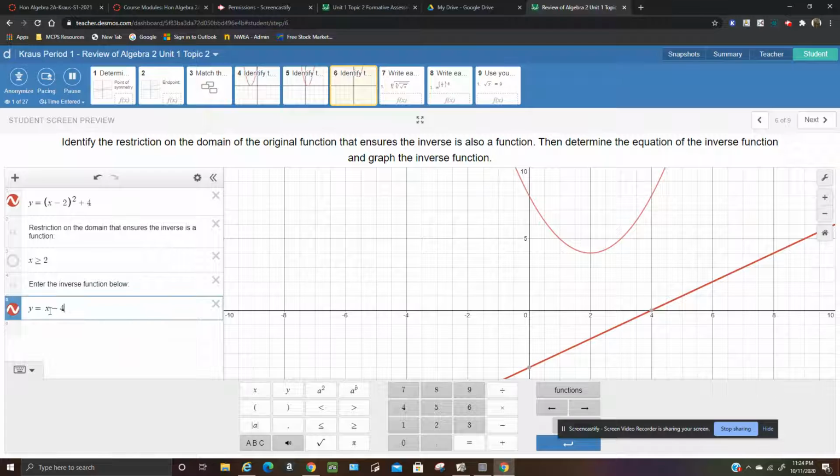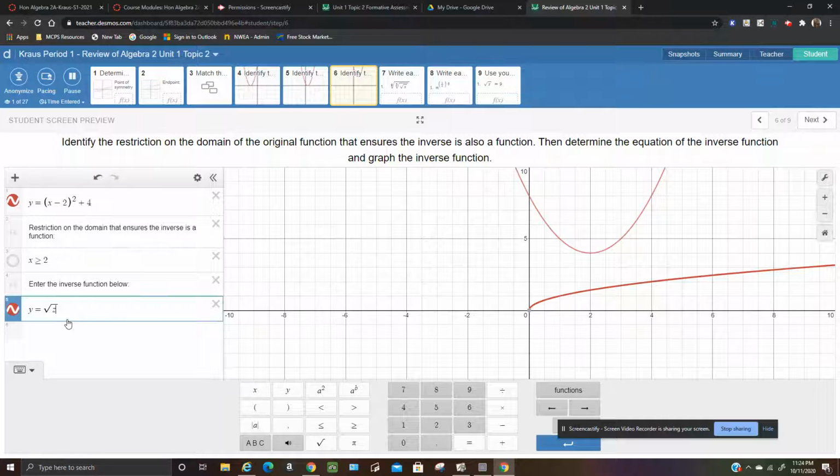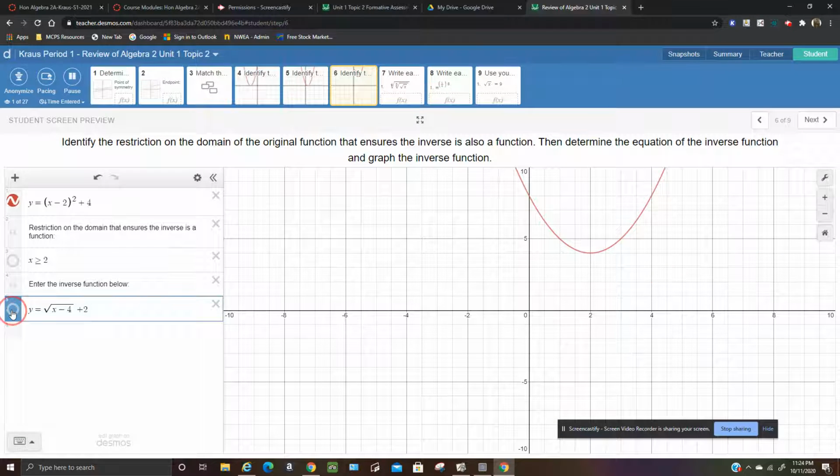But then I notice I need to take the square root of that, so I need to start over here and then get the x minus 4 under here. And then the last thing I'm going to do is inverse of subtract 2 is add 2. So that looks like that. And if you hold this down, then you can change the color of the graph. There we go.